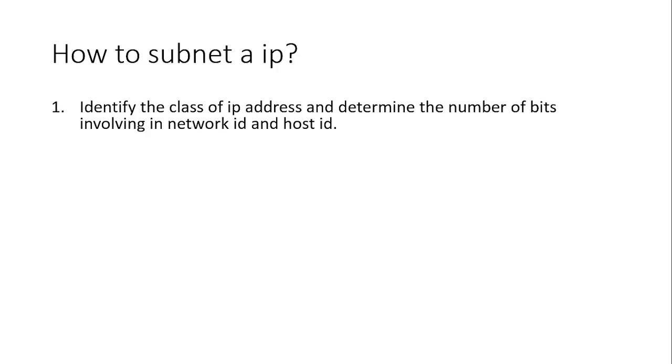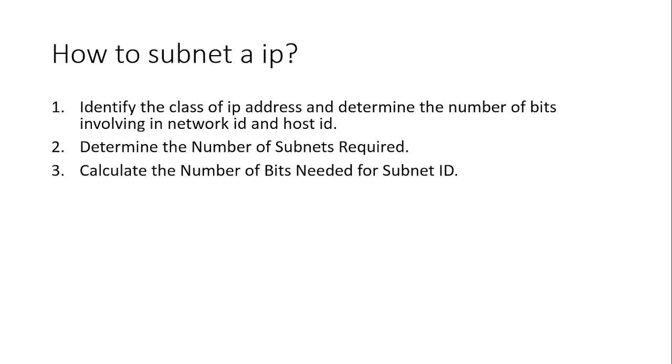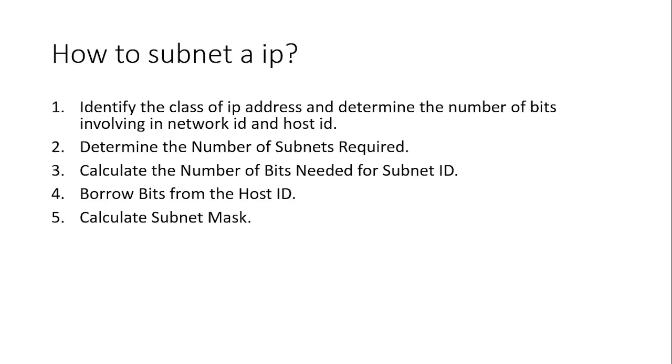Step 1 is to identify the class of the IP address and determine the number of bits involved in the network ID and host ID. Step 2, identify how many subnets we need to create. Step 3, calculate the minimum number of bits required to represent this number of subnets. Step 4, borrow bits from the host ID. Take the required number of bits from the host portion of the IP address and add them to the network portion. Step 5, calculate the new subnet mask by converting the binary representation of the new subnet mask to dotted decimal notation.